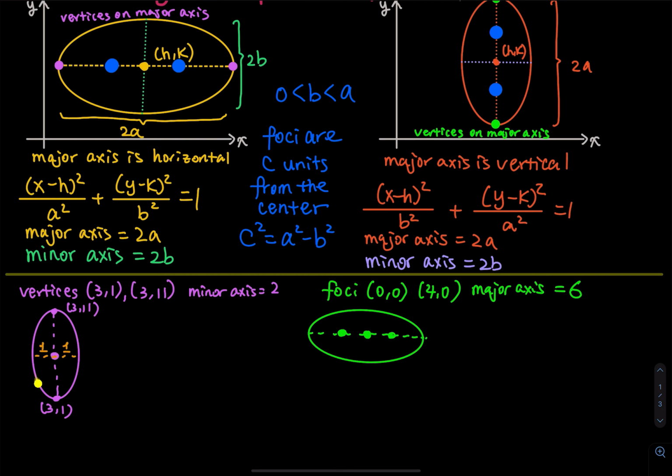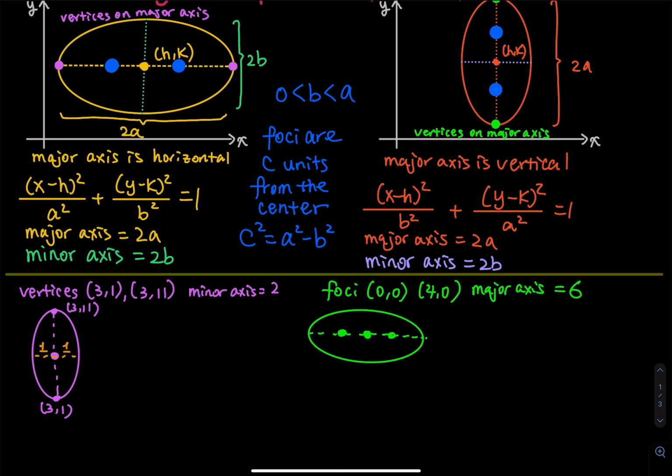How do I know that the ellipse is vertical? Because they mentioned the vertices. The vertices must lie along the major axis. So if the vertices are in this position, then this must be the major axis. As a result, the ellipse must be vertical, and this is equal to 1 and 1 because the minor axis is equal to 2, so the length is 2. That means each piece is equal to 1.